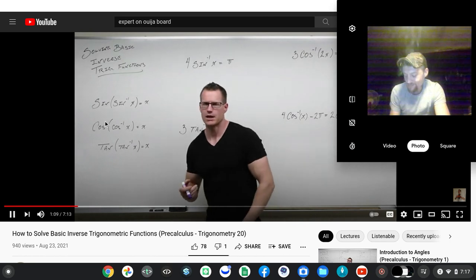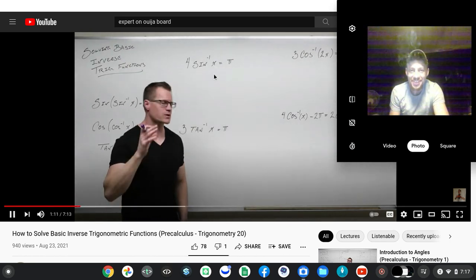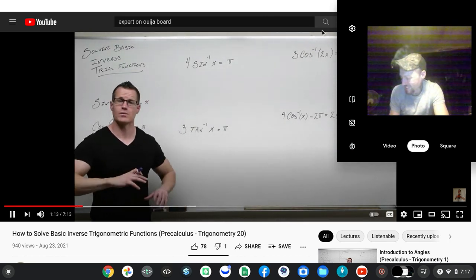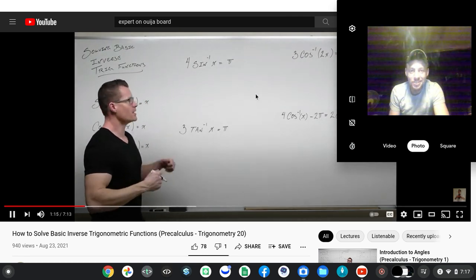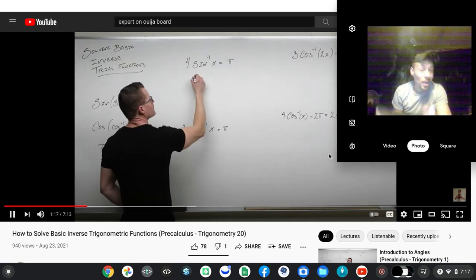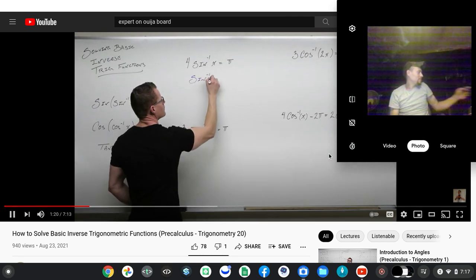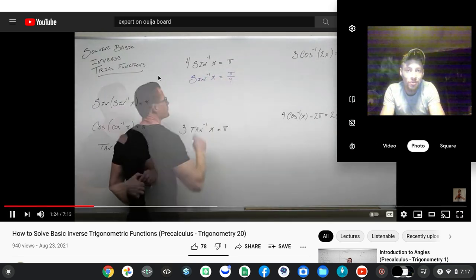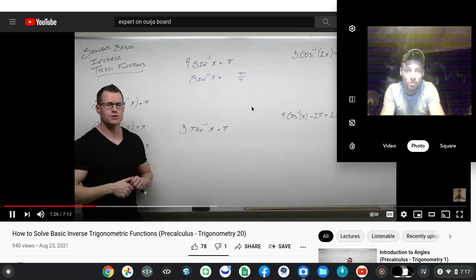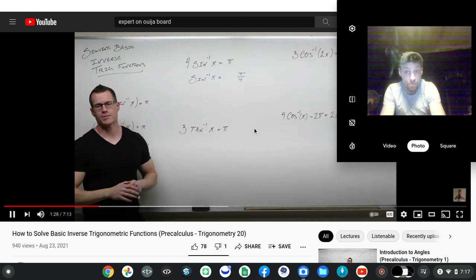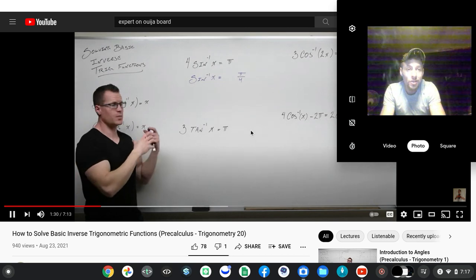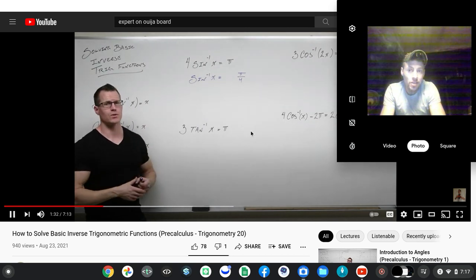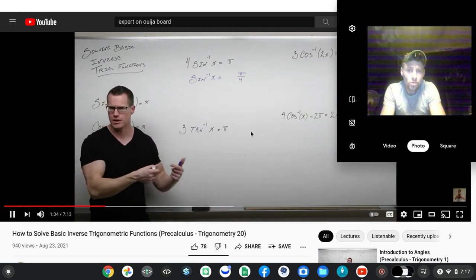If we have 4 sine inverse of x equals pi, the first thing we want to do is, of course, isolate sine inverse of x so that we can undo it with the sine. So divide everything by 4. The only way that we can get x by itself is to use sine on both sides of this equation.